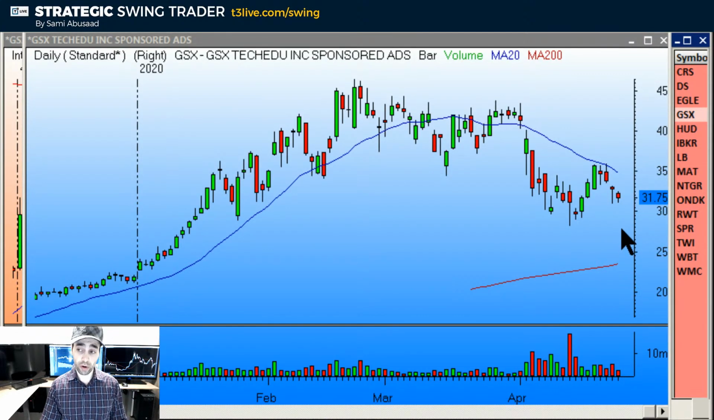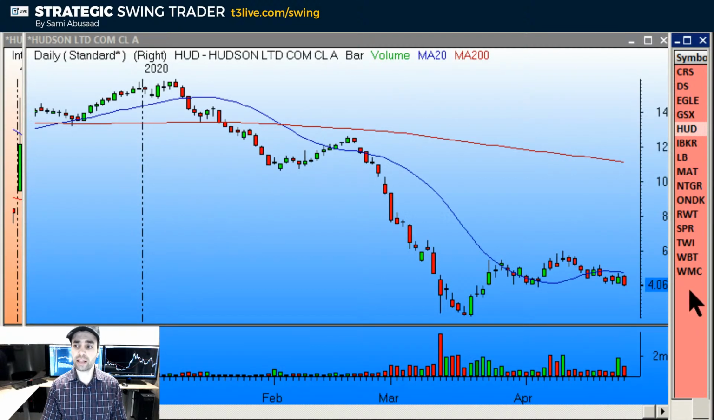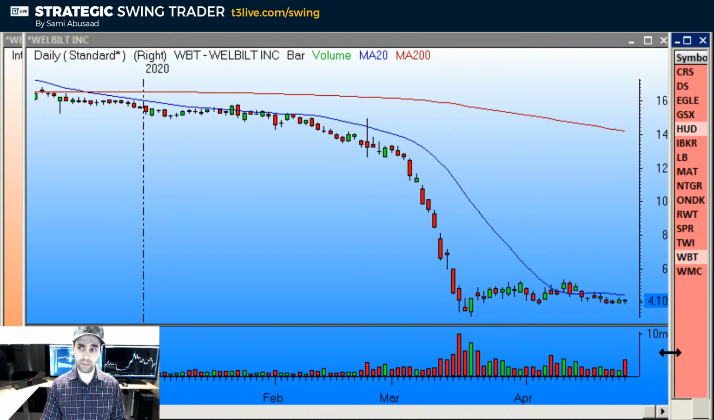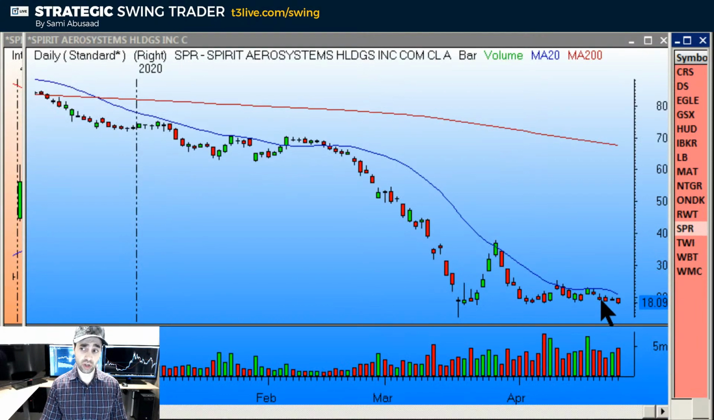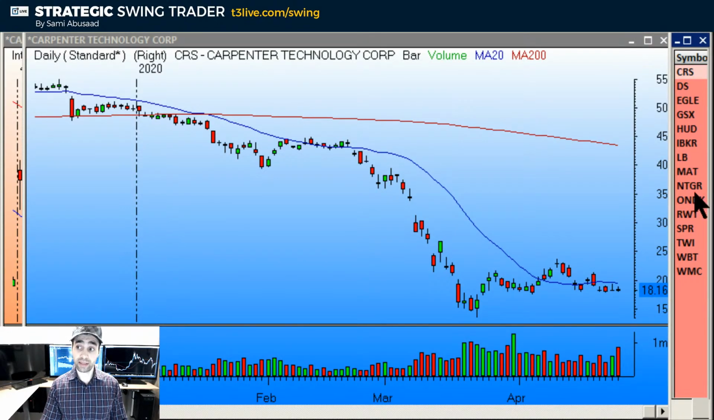This looks lower as a 1, 2, 3. I like it short. HUD, and WBT, similar. I mean, almost same pictures. See it? Beautiful. And SPR, same picture. Breakdowns. I like the CRS probably the most, but I like the other ones too.